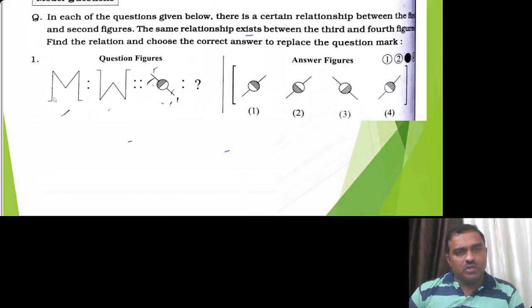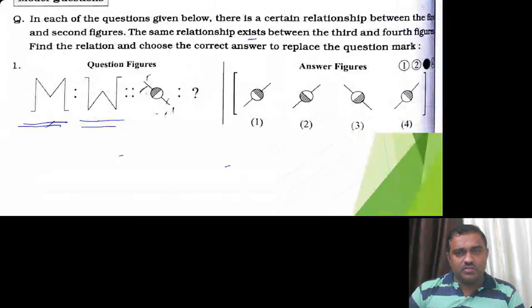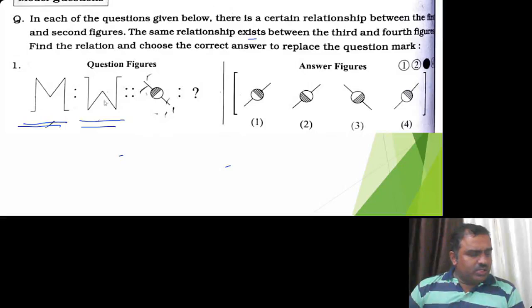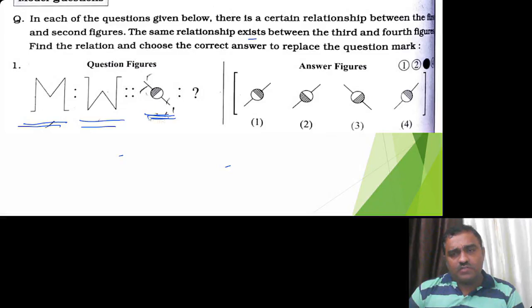See, this is M. How will M look in water? Like this. Is it right? Zoom, please. If I zoom, you won't be able to see it. Okay, so now this is enough. Now tell me, how will the water image of this figure appear?